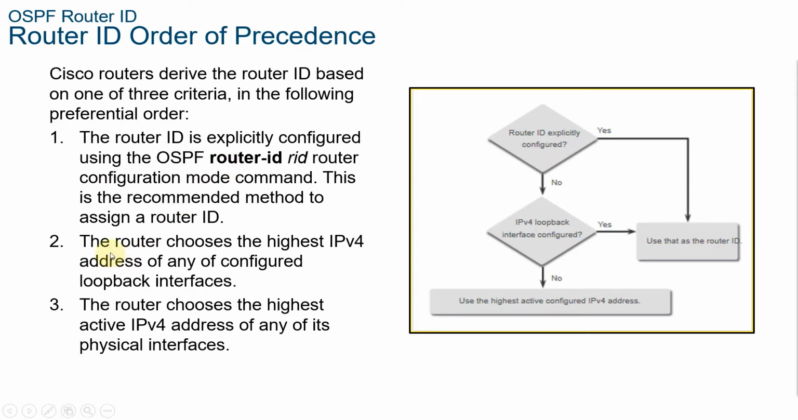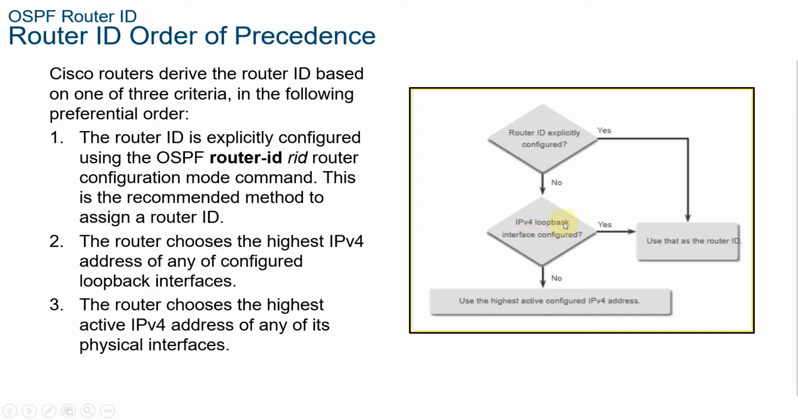Second, if the router ID is not explicitly configured, the router chooses the highest IPv4 address of any configured loopback interfaces. This is the next best alternative to assigning a router ID. The third one: if no loopback interfaces are configured, then the router chooses the highest active IPv4 address of any of its physical interfaces. This is the least recommended method because it makes it more difficult for administrators to distinguish between specific routers.